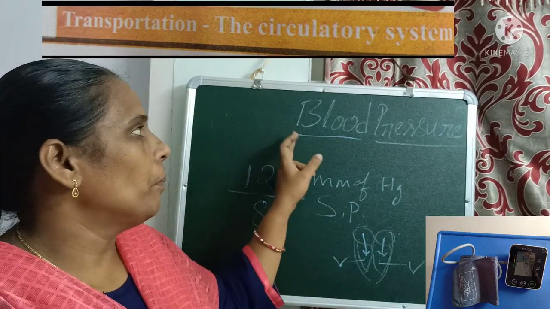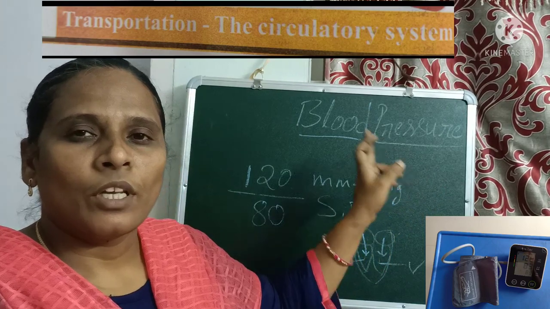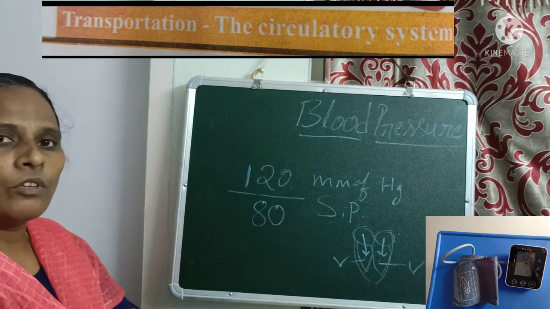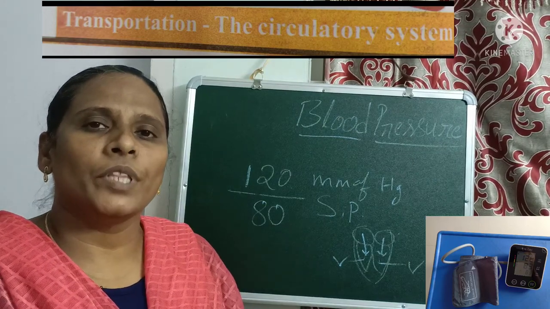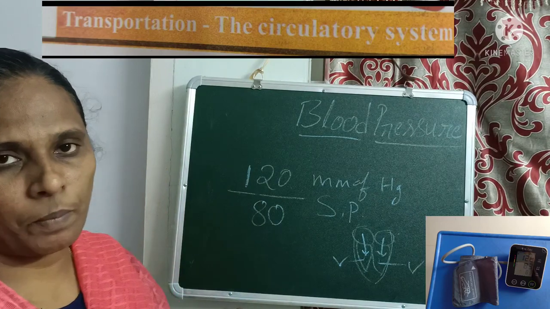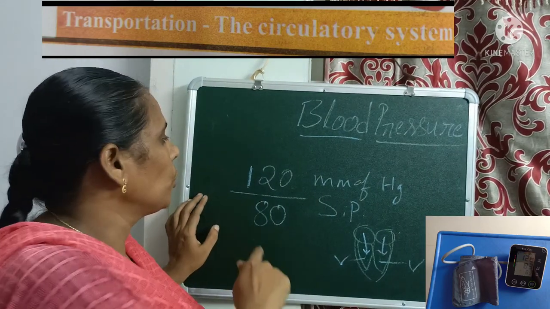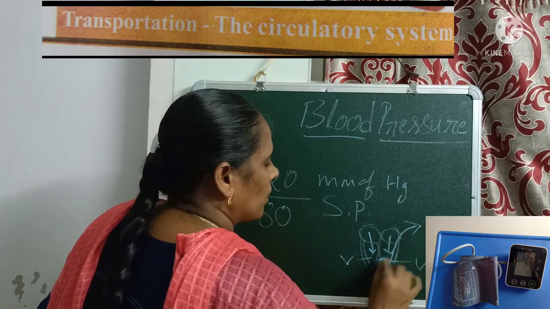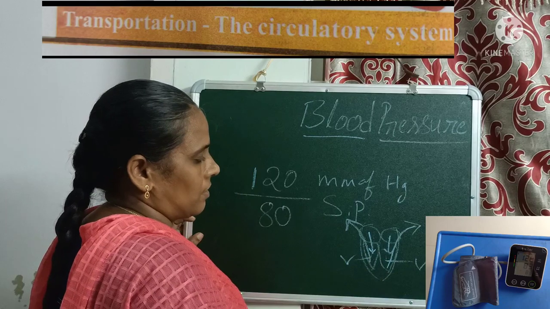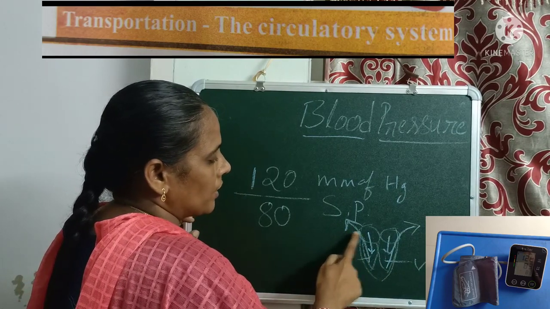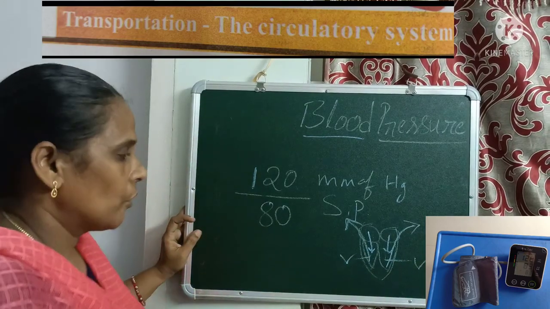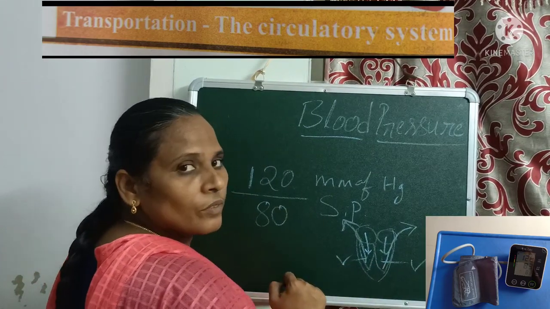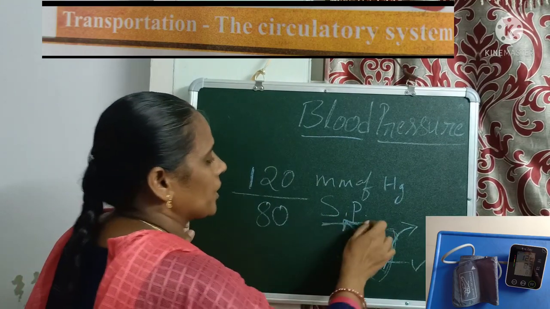Again, I am repeating that BP means blood pressure. BP is measured on the artery of the upper arm, with the help of a device, the sphygmomanometer. This sphygmomanometer shows two readings. The upper reading is taken when the blood flows out from the ventricles, one to the lungs, one to the body parts. When the ventricles are releasing the blood, this is the working time of the ventricles. This is called systolic pressure.